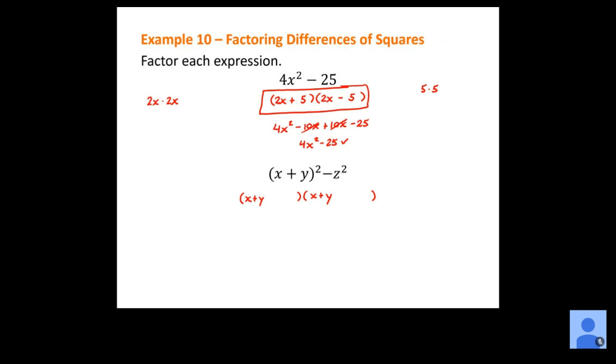Now, because it's a difference of squares, we know one sign's positive, one sign's negative. So I'm going to get a plus here, minus here. And now we need the factors of z squared. That has to be z times z because they need to be the same factor. So I'm going to get a z here, and I'm going to get a z here. This right here is the factored form of what we started with.